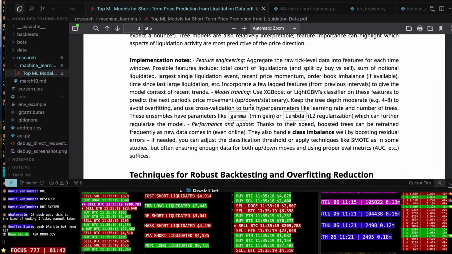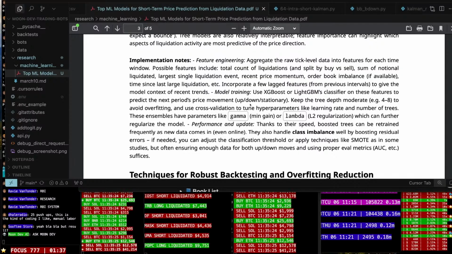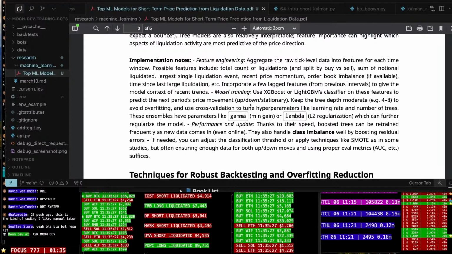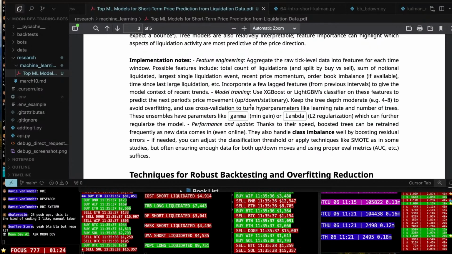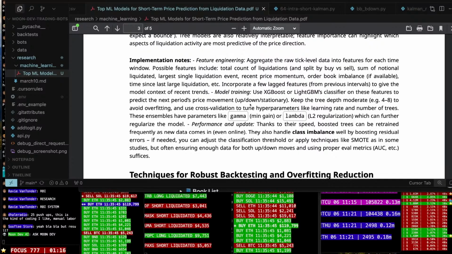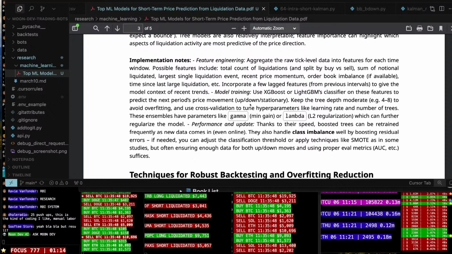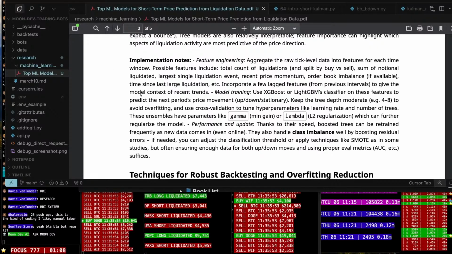Performance and update. Thanks to their speed, boosted trees can be retrained frequently as new data comes in, or even online. They also handle class imbalance by boosting residual errors. If needed, you can adjust the classification threshold or apply techniques like SMOTE, as in some studies, but often ensuring enough data for both up and down moves. And using proper eval metrics, area under the curve, AUC, etc.